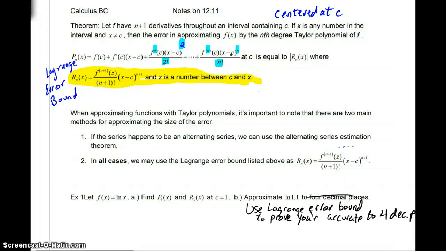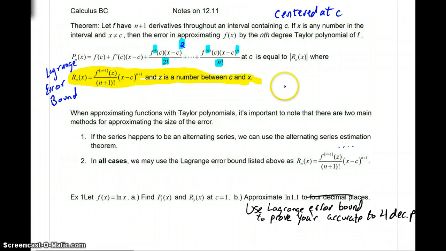And if we use this polynomial to approximate our function at a given value of x, of course there will be error. And we mentioned this in the previous section. The Lagrange error bound is going to be r sub n of x. It's the n plus 1 derivative, evaluated not at c, but at a number called z. And that's times x minus c to the n plus 1. Notice that we're going one power higher than our polynomial, divided by n plus 1 factorial.